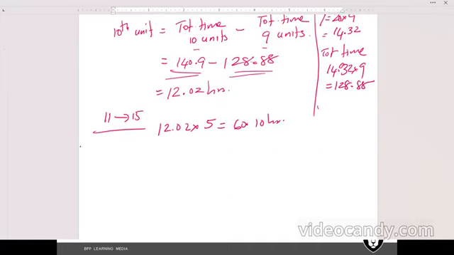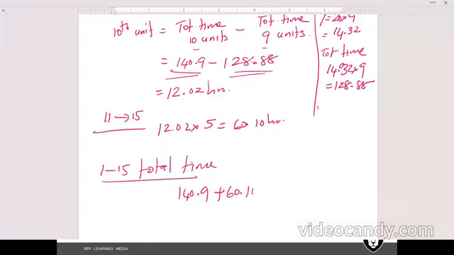60.1. So 1 to 15 total time will be: 1 to 10, we got the total as 140.9. Then the next 5 units, 60.1. Altogether, 201 hours. 201 hours. Clear? So this is how we deal with learning maturity point.